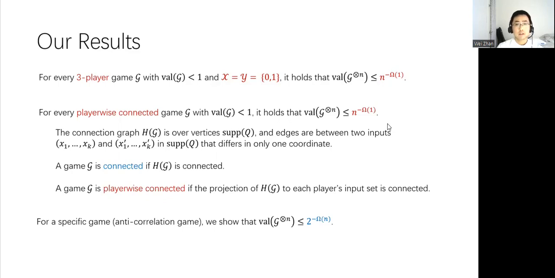And finally, for a specific game called the anti-correlation game, we show that its parallel repetition value goes down exponentially in N. And in this talk, I will briefly talk about the proof framework for all 3-player games with binary alphabet, and specifically the proof for the anti-correlation game.